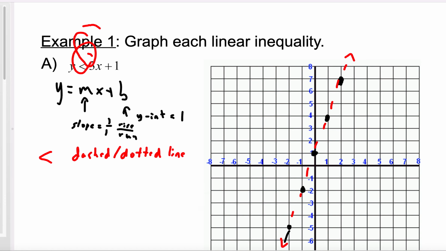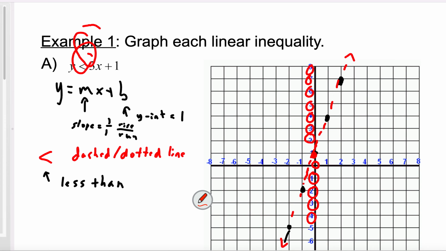Then we have to decide how to shade this in. Since that symbol here is a less than symbol, what you want to do is look at your line. The line that we just dashed in split the y-axis into two portions. You have the numbers going up this way, 2, 3, 4, 5, 6, 7, 8. That's up, that's greater than. And then down this way you have 0, -1, -2, -3, -4. Those are less than.